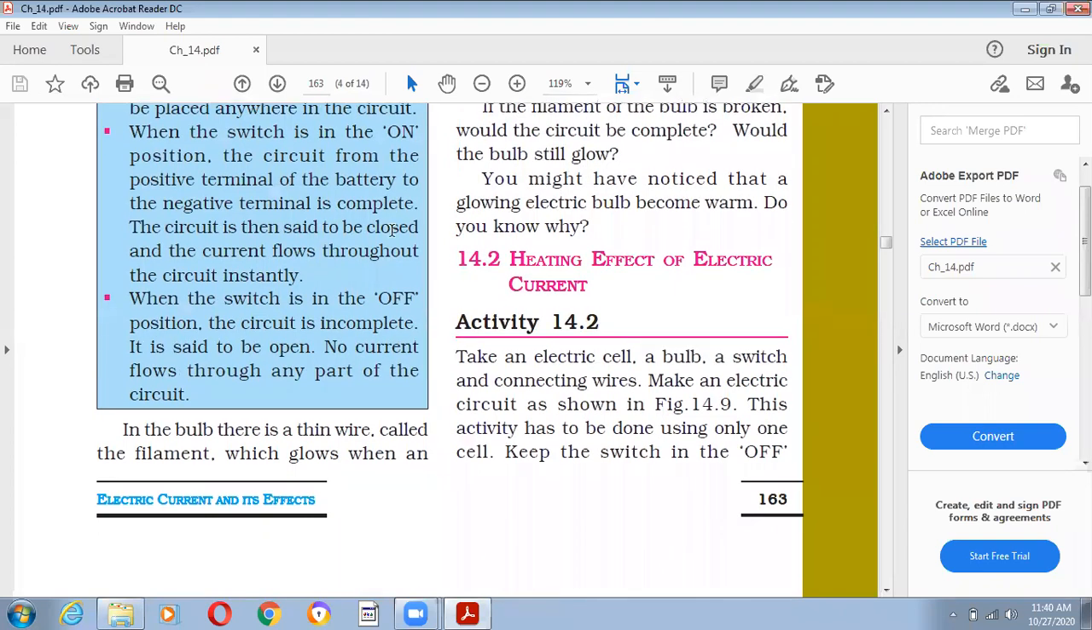Now basically effects of current, there are three effects of electric current, that is heating effect, magnetic effect and chemical effect. Heating effect and magnetic effect we will discuss in class 7, whereas chemical effect we will discuss in class 8.